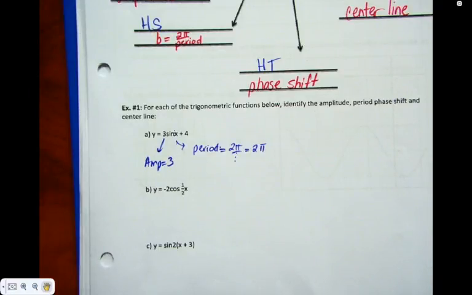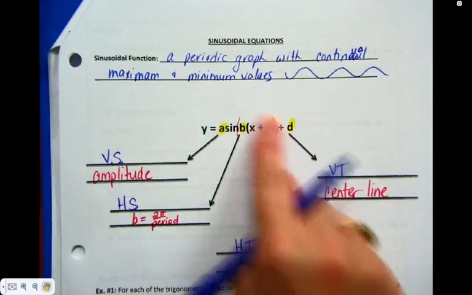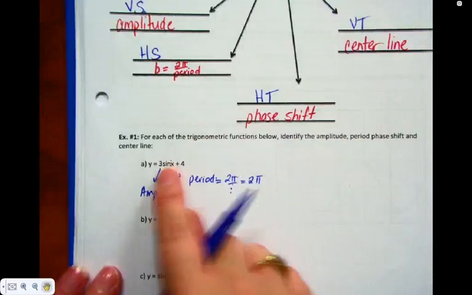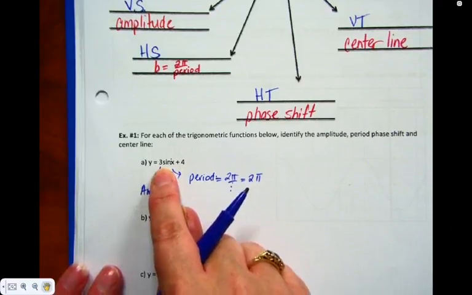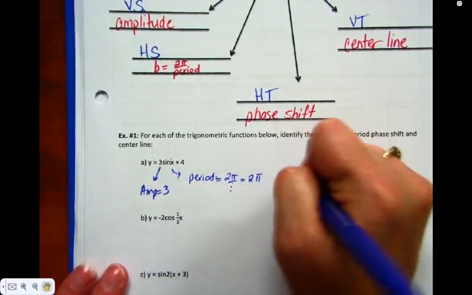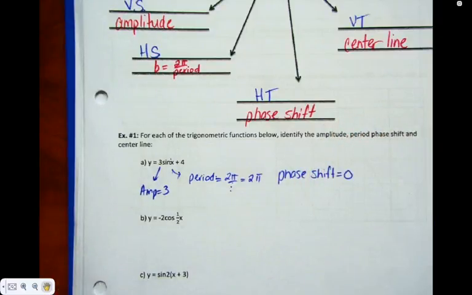Period comes from 2 pi divided by that b value. In this case, it's 1 because we don't see anything. The phase shift comes from the c value, which is always the number with x in brackets. We don't have a number in x with brackets, so what's the phase shift? It's 0. That just means we have no horizontal translation going on.